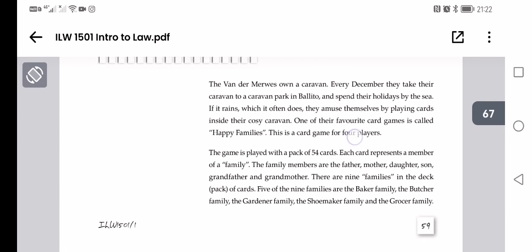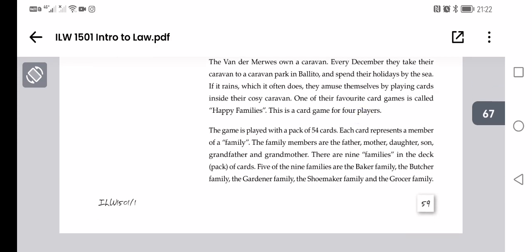Setting the scene. The Van der Merwes own a caravan. Every December they take their caravan to a caravan park in Paternoster and spend their holiday by the sea. If it rains, which it often does, they amuse themselves by playing cards inside the cozy caravan. One of the favorite card games is called Happy Families. This is a card game for 4 players.